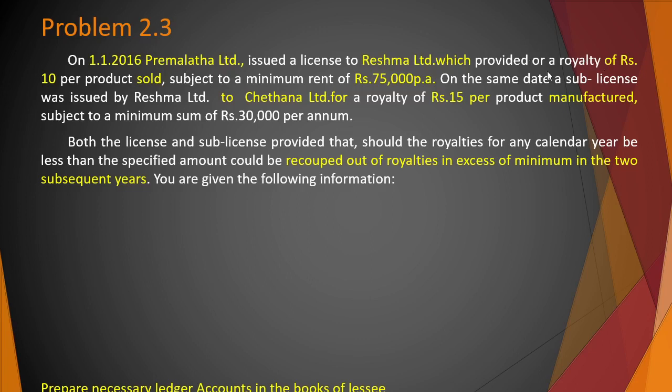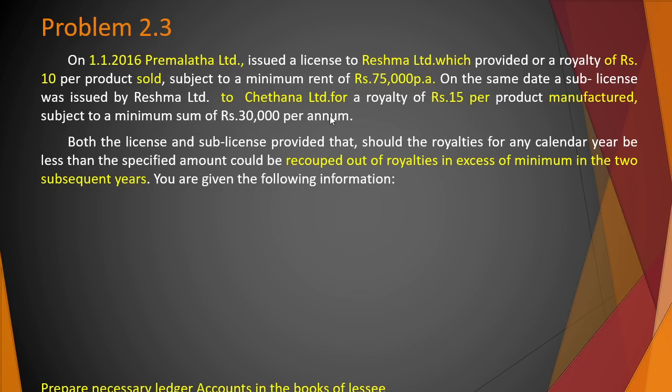It's provided a royalty of rupees 10 per product sold. Based on the sales, we are going to calculate the royalty here. Subject to a minimum rent of rupees 75,000 per annum. On the same date, a sublicense was issued by Reshma Limited. After receiving the license from Premalata Limited, this company transfers a part of the license to another third party called Chaitanya Limited.